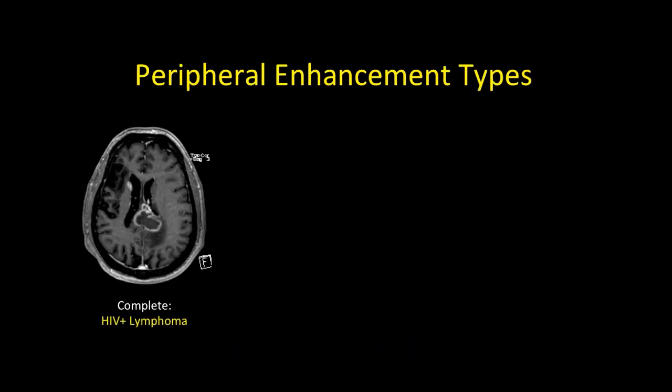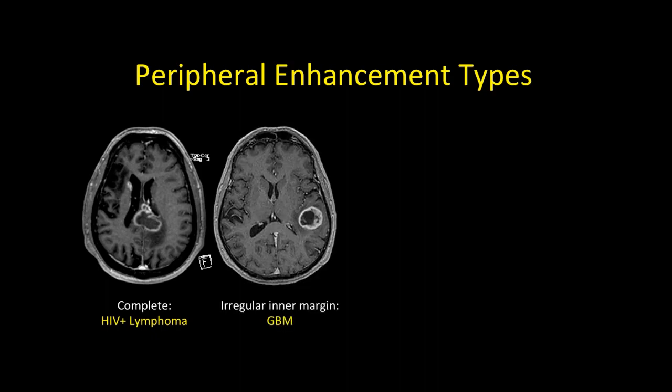And just further on peripheral enhancement types, we'll start with complete enhancement in this patient with immunocompromised HIV-related lymphoma. It's usually smooth, complete peripheral ring enhancement in a periventricular distribution. Again, another case of complete enhancement, but this time it's not smooth, and you notice that the inner margin is irregular and nodular. That's more indicative of a glioblastoma.